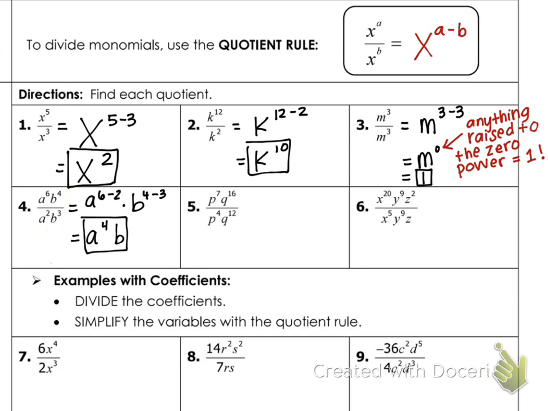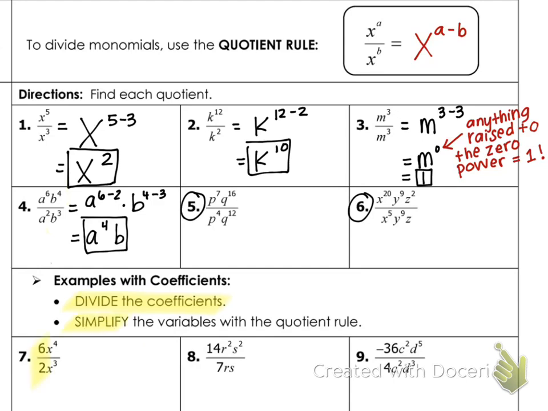So look here. I want you to try number 5 and 6. I forgot that I asked you guys to do that. So try number 5 and 6. If we have examples with coefficients, remember a coefficient is the number in front of the variable. Then the first thing we're going to do is divide the coefficients, and then we're going to simplify.